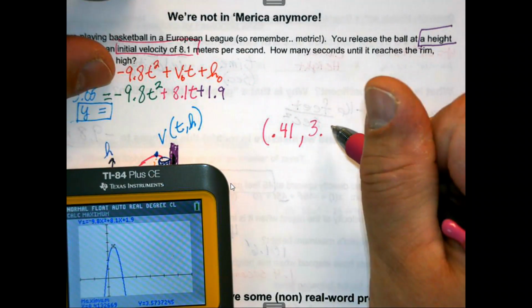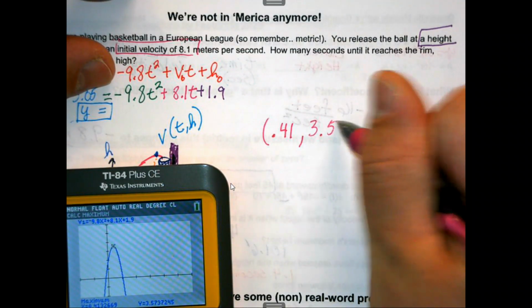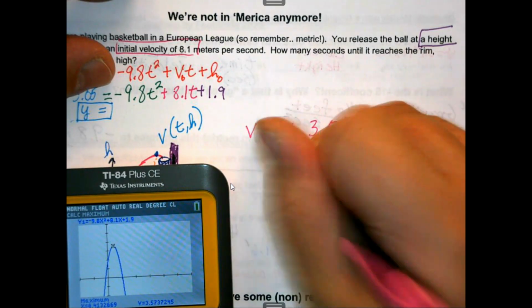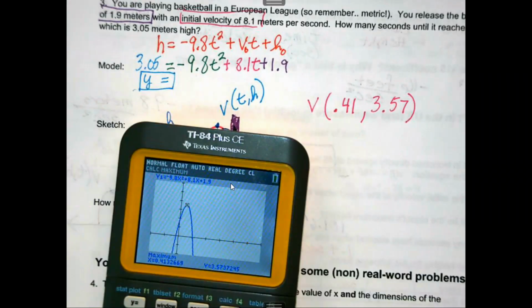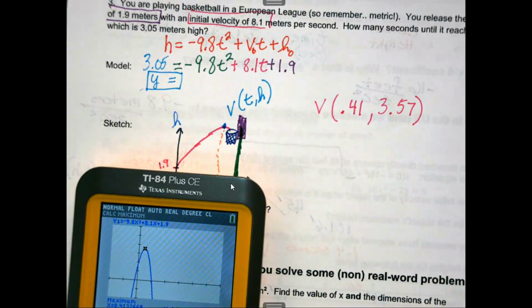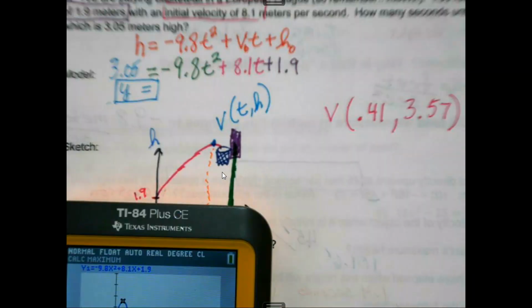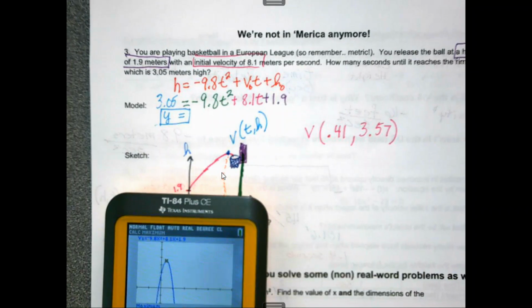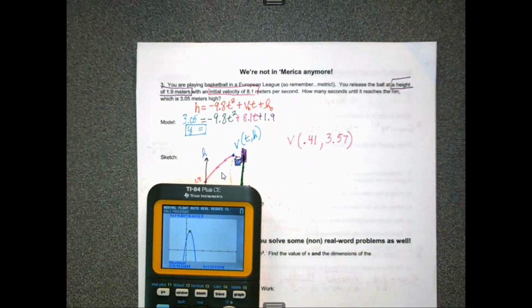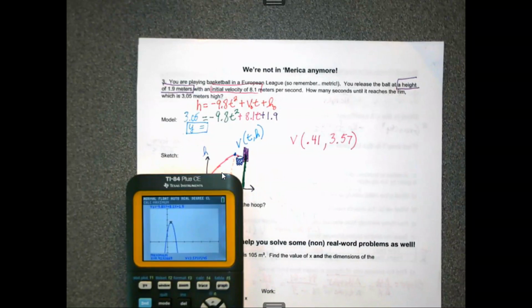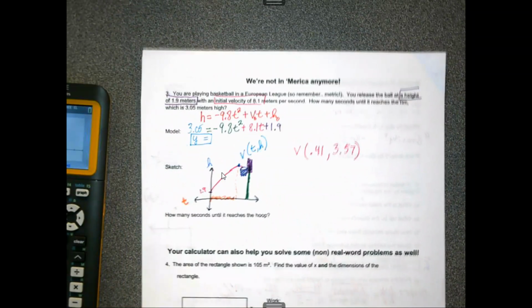0.41, 3.57. That's my vertex. Yeah, don't forget we're having a quiz this Friday. So pay attention, guys. I'm going to zoom back out a little bit here. So there's my vertex.